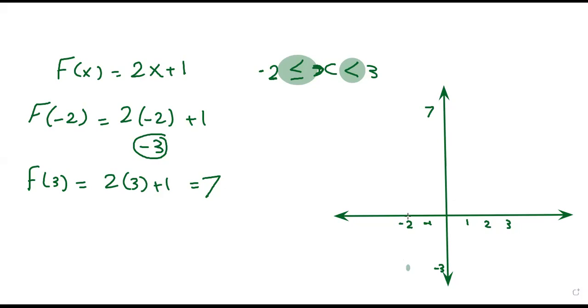So f of -2 is -3, and we will draw a solid point. We shade this point because -2 is defined in the domain. And f of 3 is 7, but we don't have 3. It's less than 3, not equal to 3. So we will draw an open circle here. We don't have 3. x is less than 3. Then we are going to join up the two points.